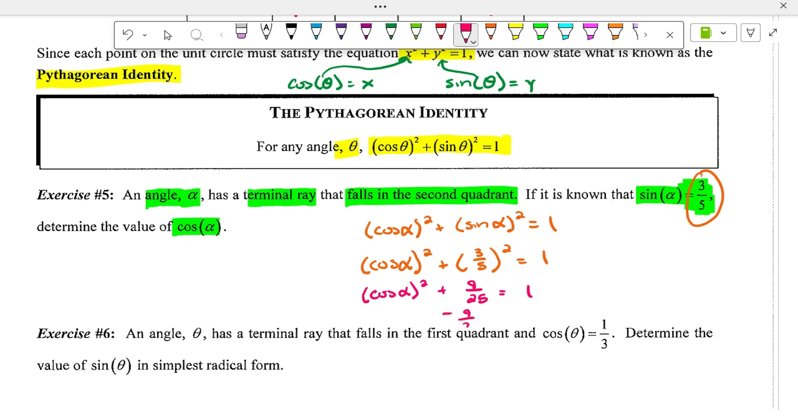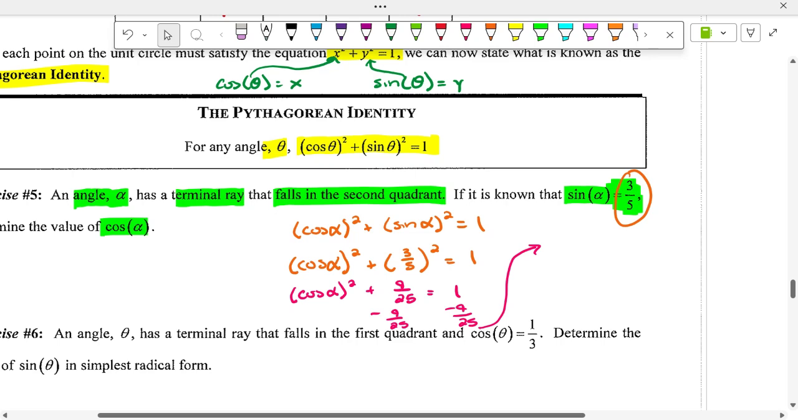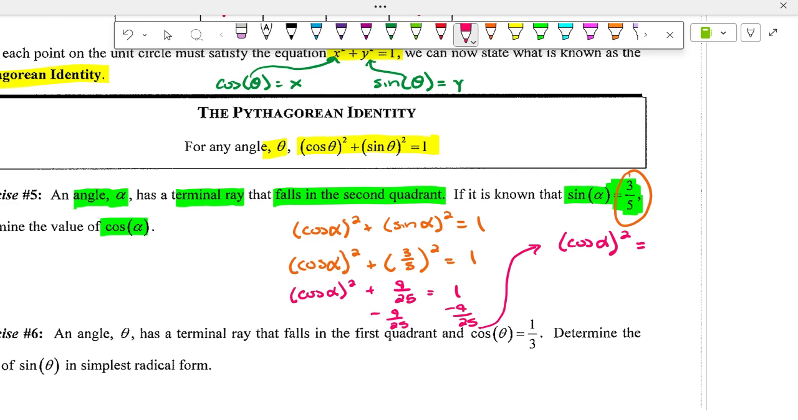Subtract 9 over 25 from 1. So in your calculator, go ahead and do that. And I still want it as a fraction. So cosine of alpha squared is equal to what? It's 16 over 25.